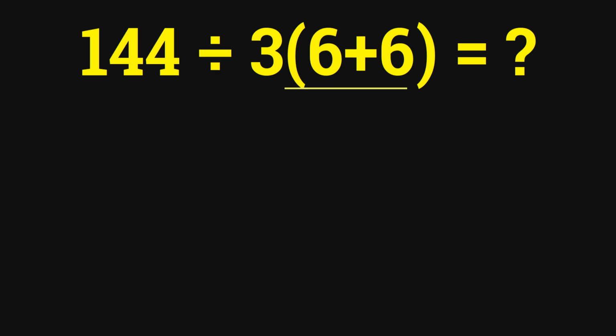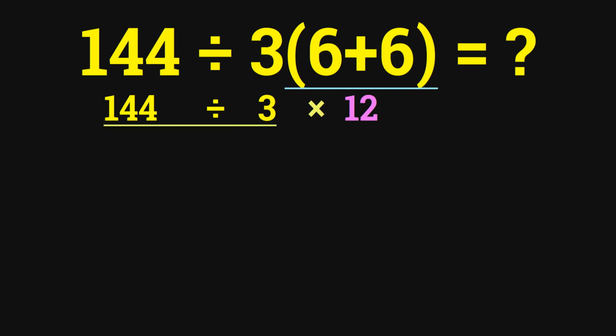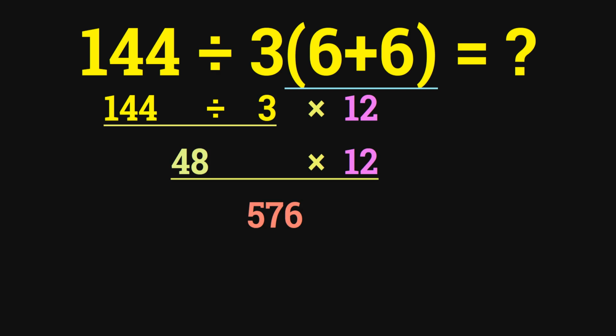We have 6 plus 6 equals 12. So 144 divided by 3 times 12. Now we have this division and this multiplication. Let's take this division. 144 divided by 3 gives us 48 times 12 gives you 576. So this was our final answer to this problem.